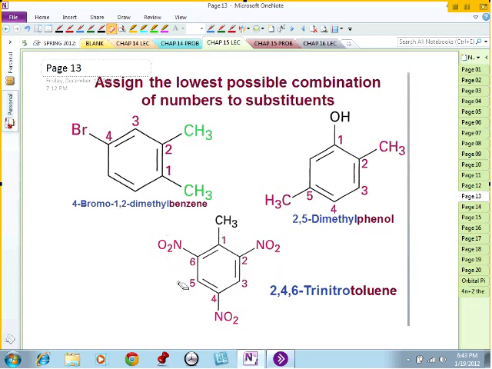Here, what is the name of this? How do we call this? Eric, what is the name of this? Okay, 2,4,6-trinitrotoluene. See, Eric is already ahead of everybody. He knows the name already. Okay, so 2,4,6-trinitrotoluene, because of the question you just asked. The base name here is toluene, and therefore you simply say that the carbon to which the methyl is attached is carbon number 1, and then you assign numbers to the rest of the molecule to get the lowest combination of numbers.